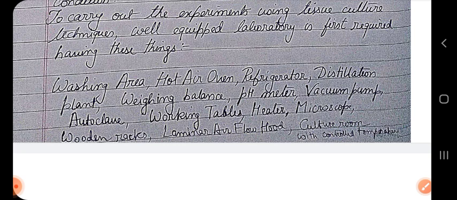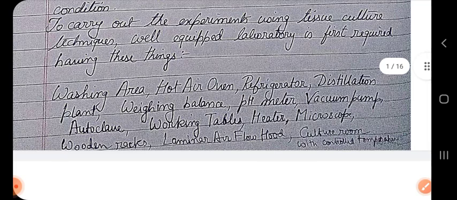Now this laminar airflow hood should be separate from the microbiology laminar airflow hood. Otherwise, if you are using the same laminar airflow hood, you have to sterilize it completely by switching on the ultraviolet light for some minutes. Then we have to sterilize them completely with 95% alcohol, and so on and so forth.